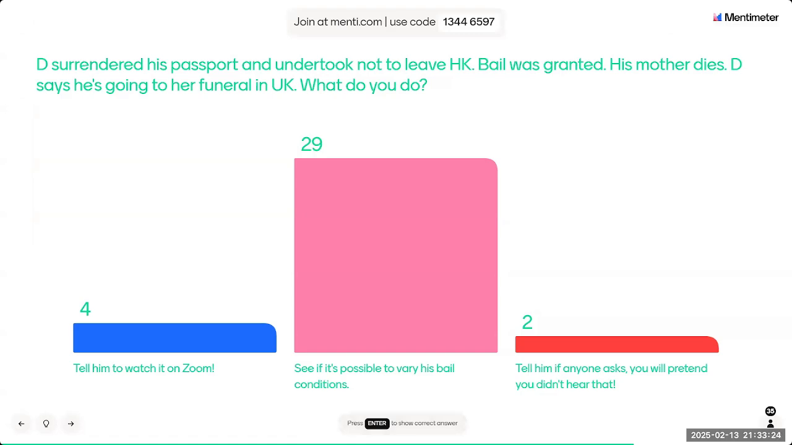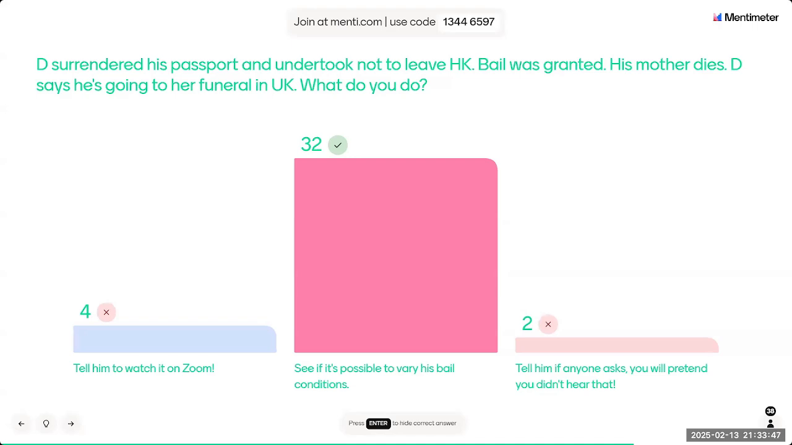So defendant surrenders his passport, undertakes not to leave Hong Kong. He gets bail. His mother dies. Defendant tells you, his lawyer, he's going to her funeral in the UK. What do you do? Tell him to watch it on Zoom. See if it's possible to vary his bail conditions. Tell him if anyone asks, you'll pretend you didn't hear that. C, no. B, vary his bail conditions. You have to make an application, obviously, to the judge in the CFI to vary the bail conditions.